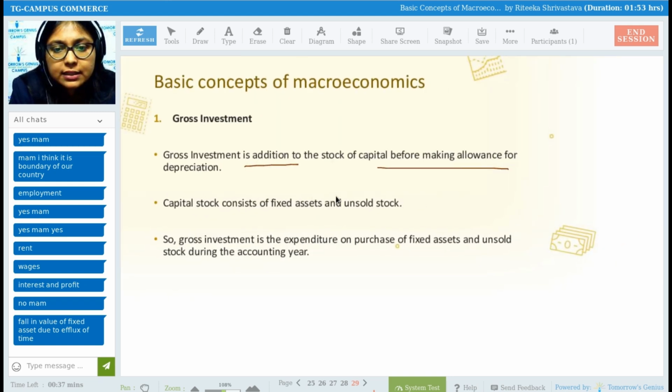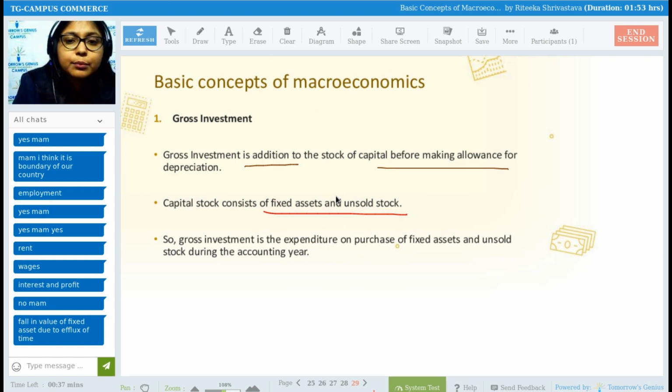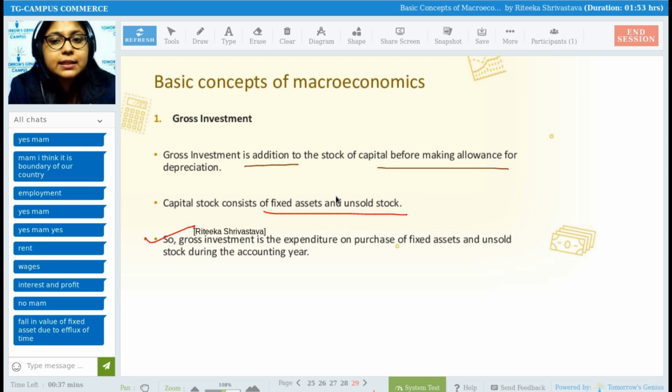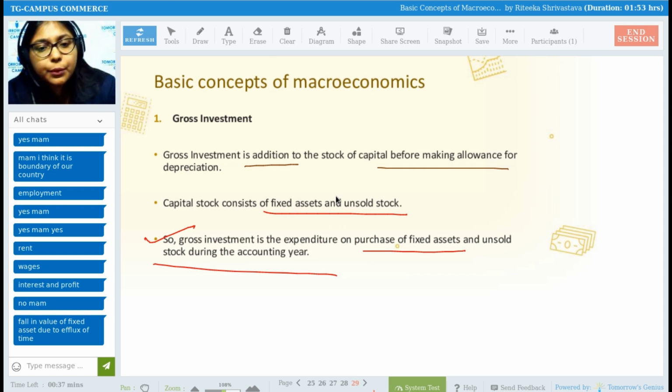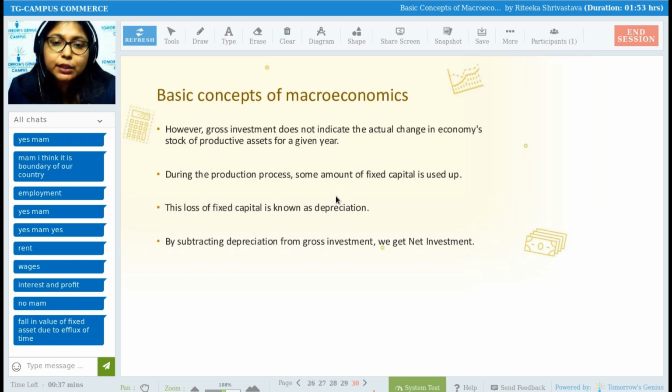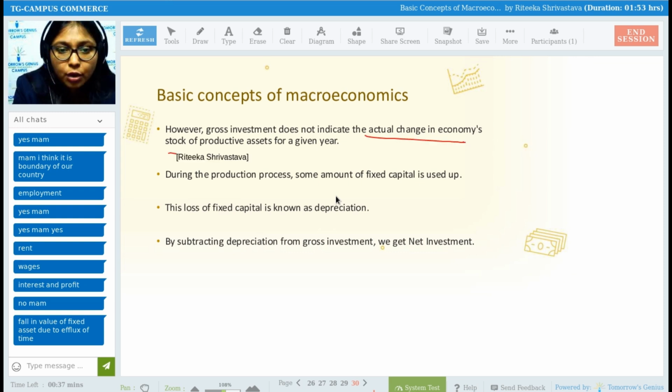So capital stock consists of fixed assets and unsold stock. So capital stock will include what? All the fixed assets as well as the assets which have not been sold yet. Gross investment is the expenditure on purchase of fixed assets and sold and unsold stock during the accounting year. Of course, if in a year your product has been unsold, then gross investment is nothing but the expenditure on that particular product. Gross investment does not indicate the actual change in the economy's stock of productive assets for the given year.